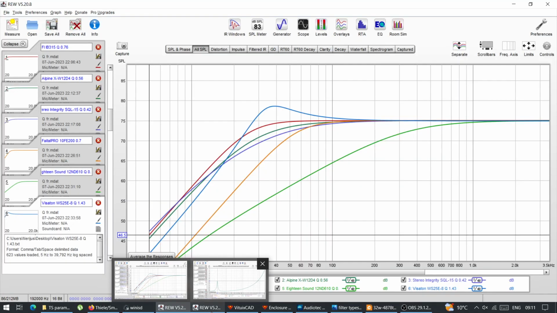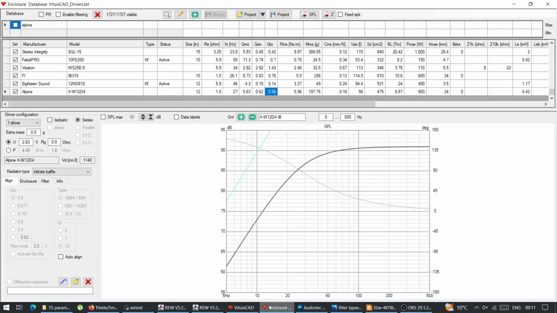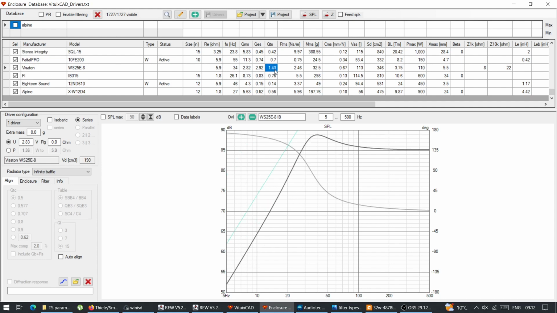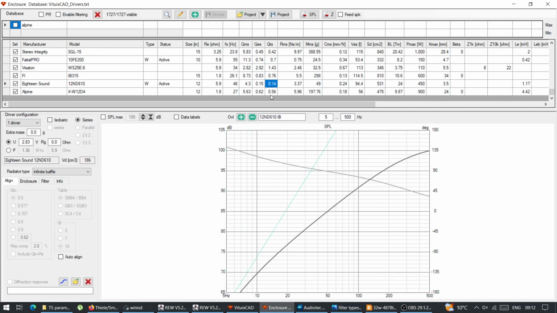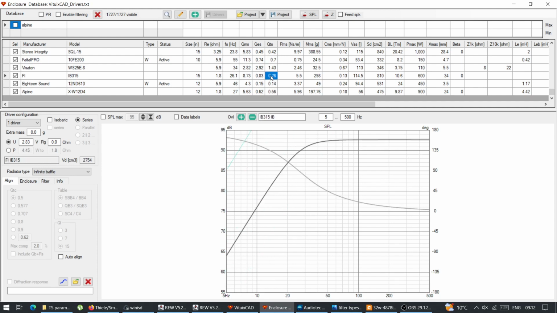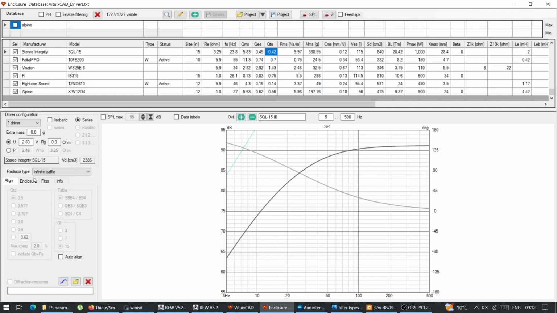Let's go to this one. If I have a driver, so I chose these 6 drivers with different QTS: 0.4, 0.7, 1.4, 0.7, 114, 5.6. So I chose these drivers and I am modeling their response in infinite baffle, so in free air.